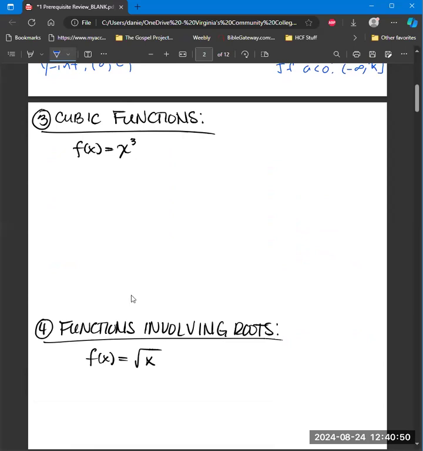Our cubic function. Look like this, and we're going to have this turning point right here. It's going to be called a point of inflection because the concavity changes here. It's not the only type of point of inflection.